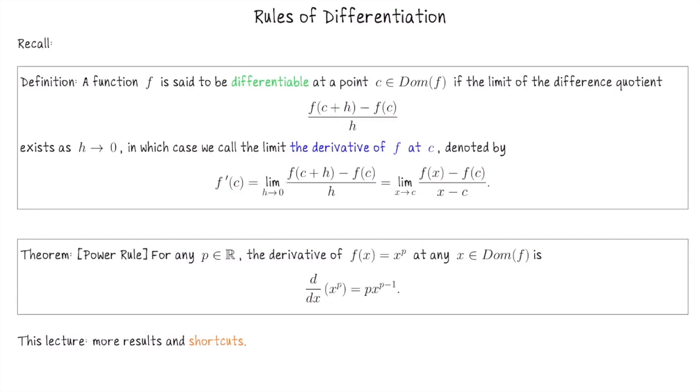We saw one rule last time because it was so useful. We have these kinds of quantities all the time, and that was the power rule. So if we have a function that can be written as f of x equals x raised to some power p, then the derivative of that function is p x to the p minus 1.